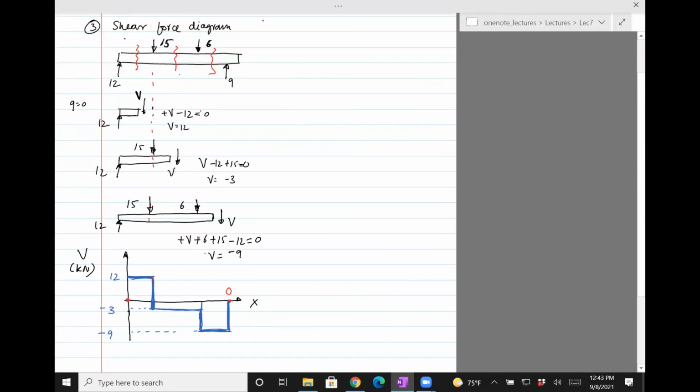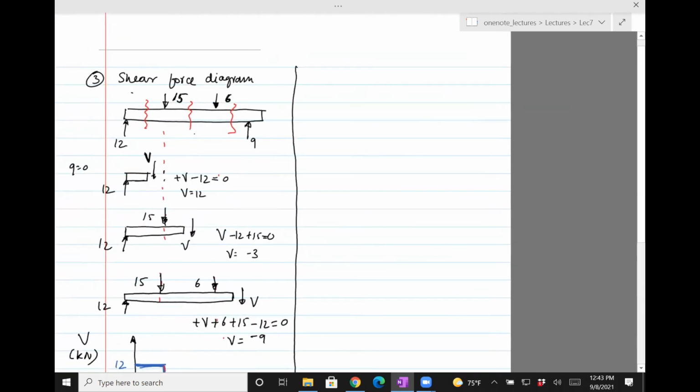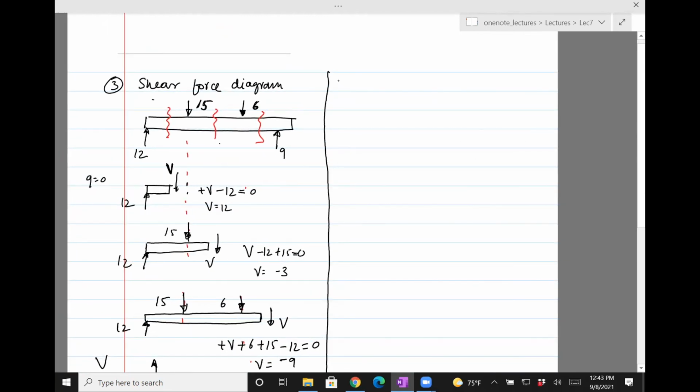So let's draw the bending moment diagram on the right side. The only reason I want it on the right side and not on the next page is that sometimes it's useful to have the shear force diagram beside it, so that we can use that to accelerate drawing this diagram. So, bending moment diagram. Let's draw the beam again.